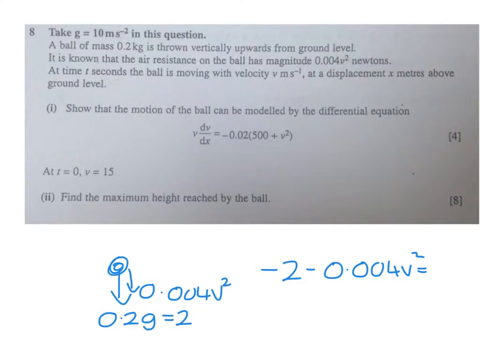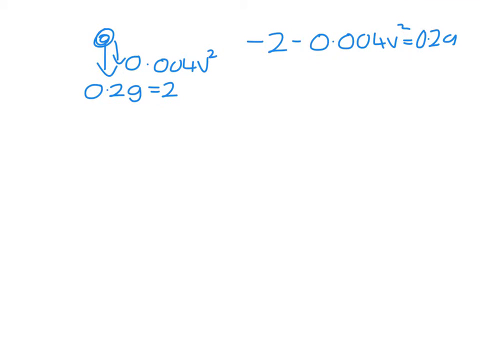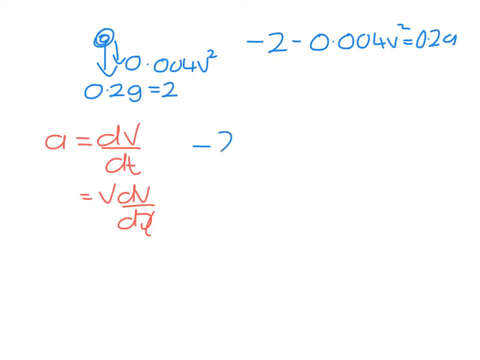So the resultant force in the direction of motion has to equal mass times acceleration. We have two choices with a. a can either equal dv/dt or v dv/dx. And in this case, we can see from the question, we want to use v dv/dx.